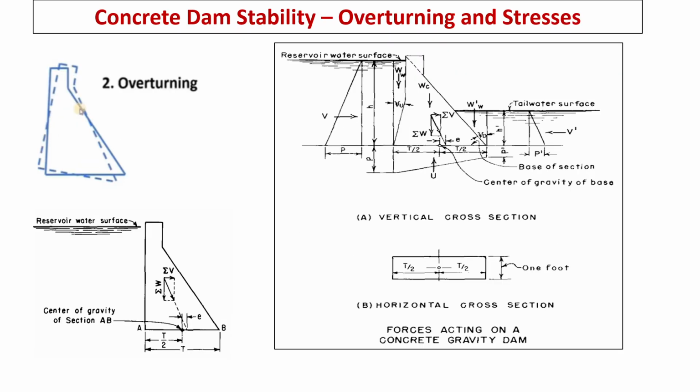Here we see overturning and stresses. Both are dependent, that is, we have to calculate moments about either A or about B, that is heel and toe. After working out individual load moments, the equivalent vertical load and its eccentricity have to be worked out. This is shown in the left bottom image. Eccentricity is shown as E in the image.